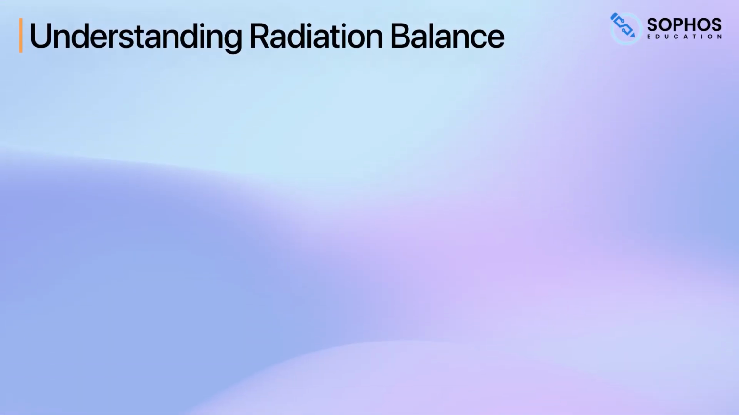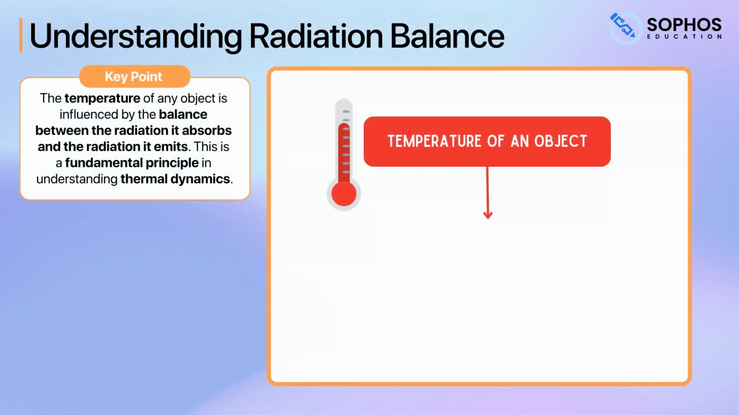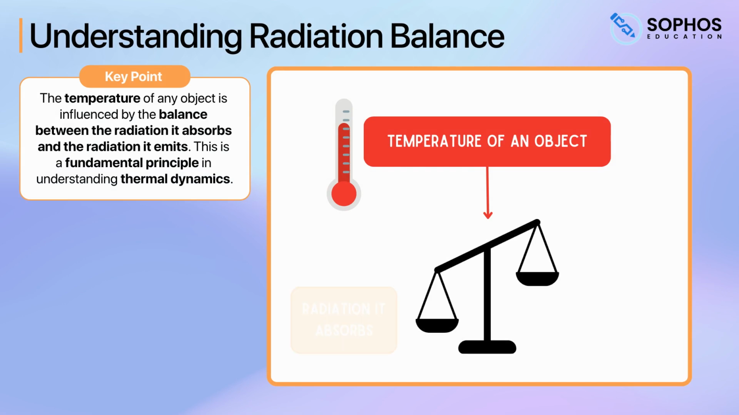Let's start with a key concept. The temperature of any object is influenced by the balance between the radiation it absorbs and the radiation it emits. This is a fundamental principle in understanding thermal dynamics.